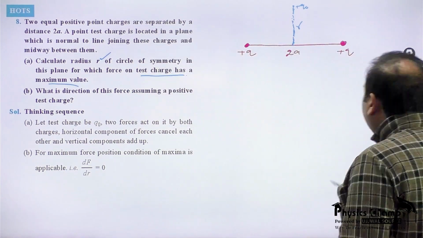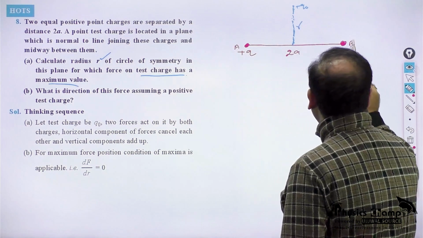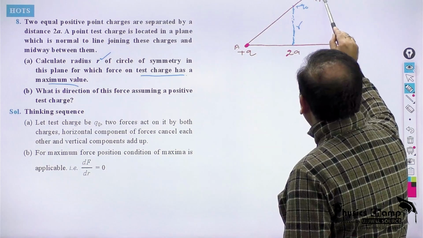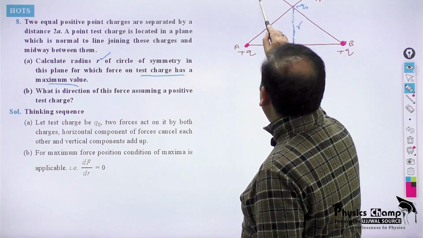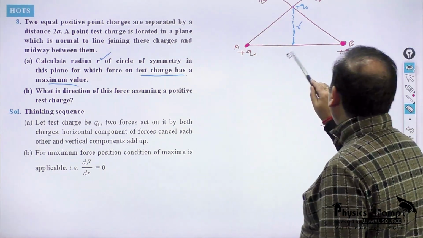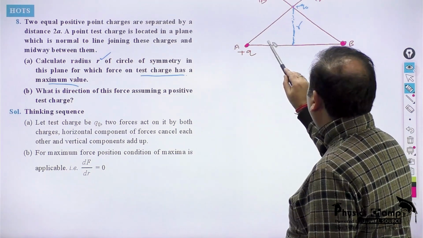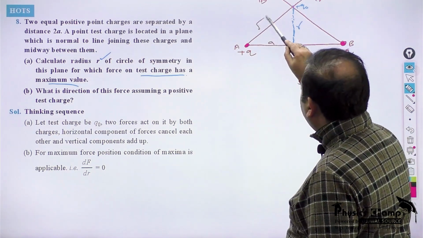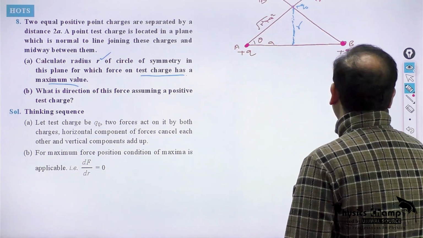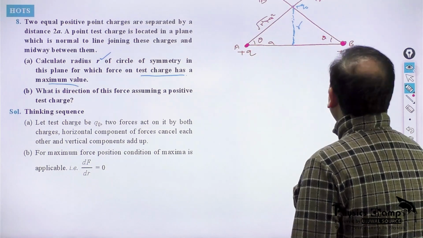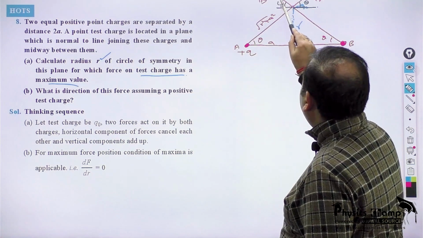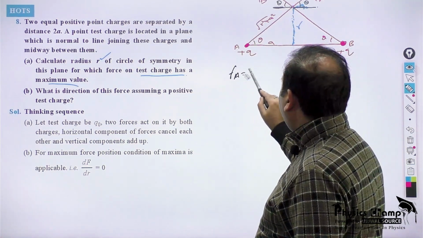So how about the force on the test charge in this situation? There will be a force Fa and there will be a force Fb. If this part of the distance is a, this is R, this is root R square plus a square. If this angle is theta and this angle is theta, then alternatively this angle is also theta and this angle is also theta. Let's see the value of Fa and Fb.